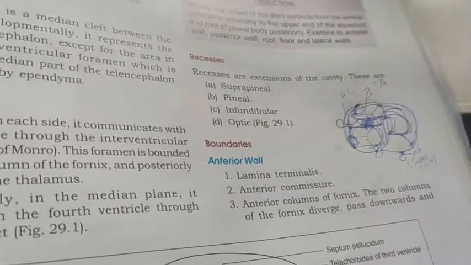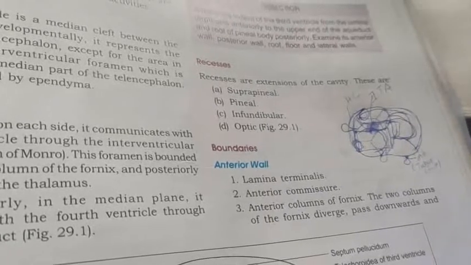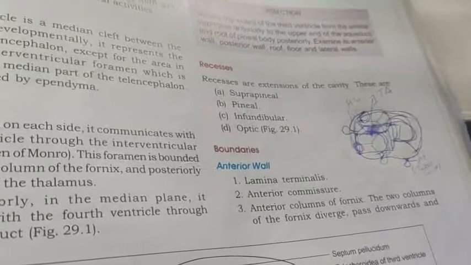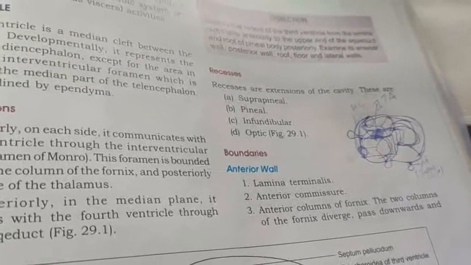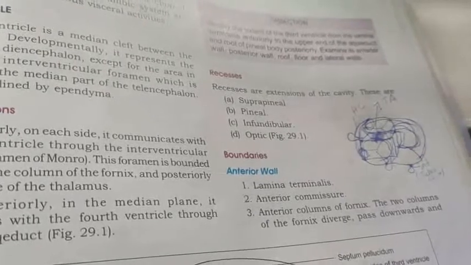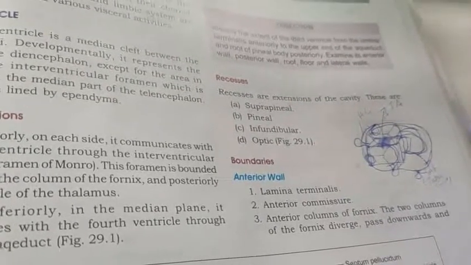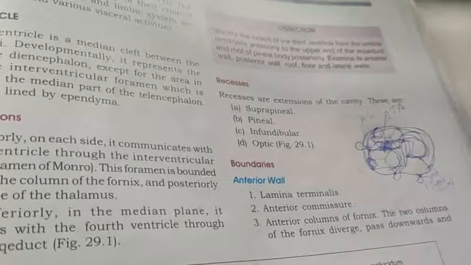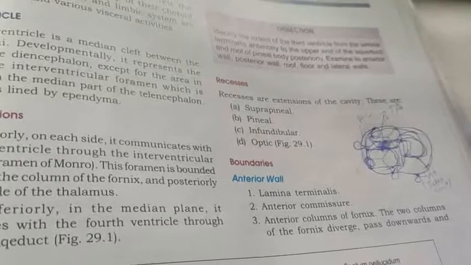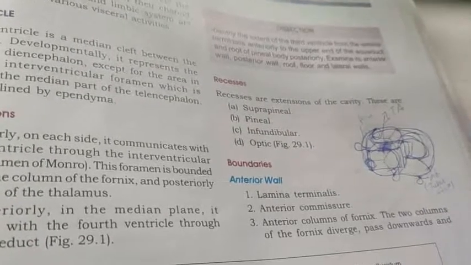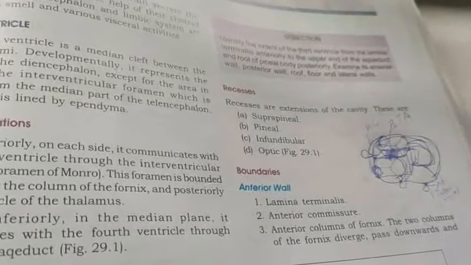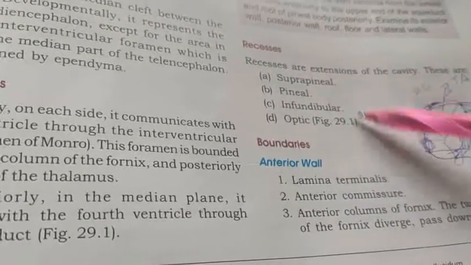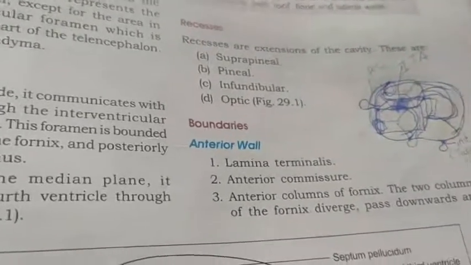There are two more commissures seen in the brain: the anterior commissure and the posterior commissure. The anterior commissure is seen connecting the temporal lobes of the brain, whereas the posterior commissure is the connection between the two cerebral hemispheres. It will come in the coming points.